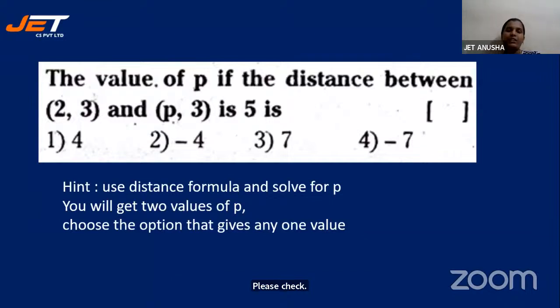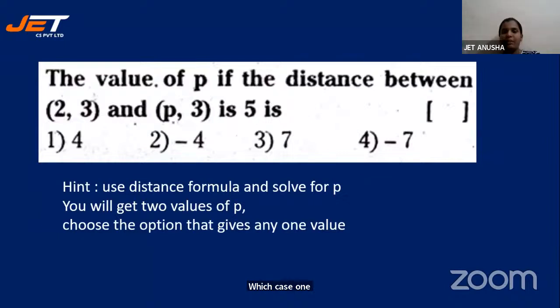The value of p if the distance between 2 comma 3 and p comma 3 is 5, then 4 minus 4, 7 minus 7. Use distance formula and solve for p. You will get 2 values of p. Choose the option which gives 1 value. 7. Someone gave me the third option.